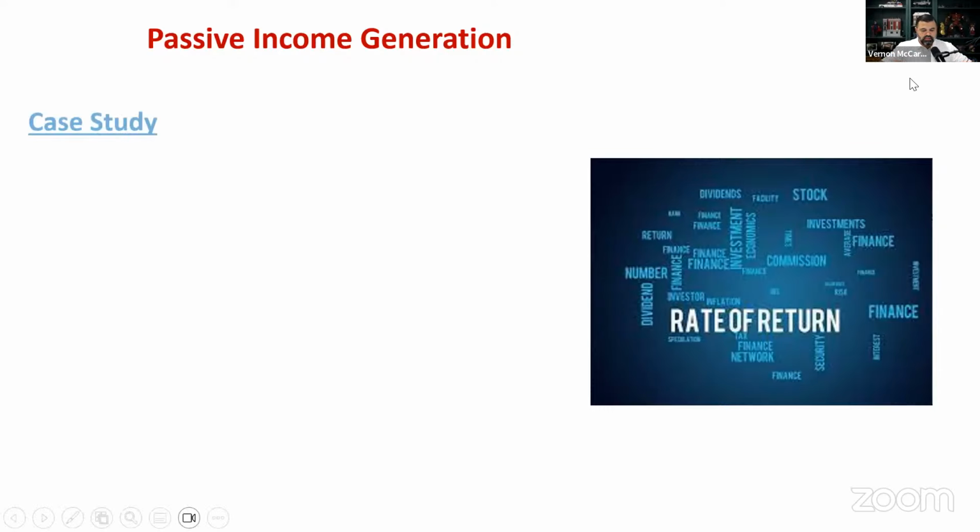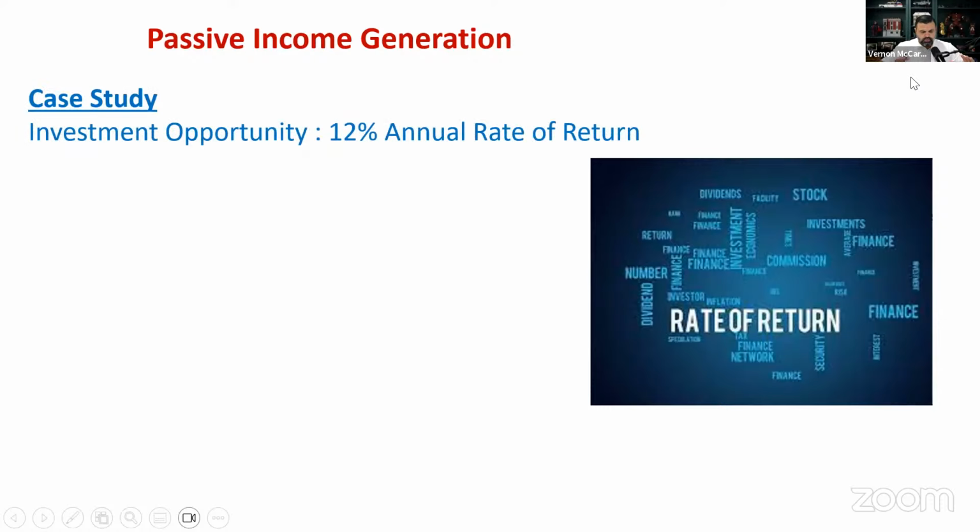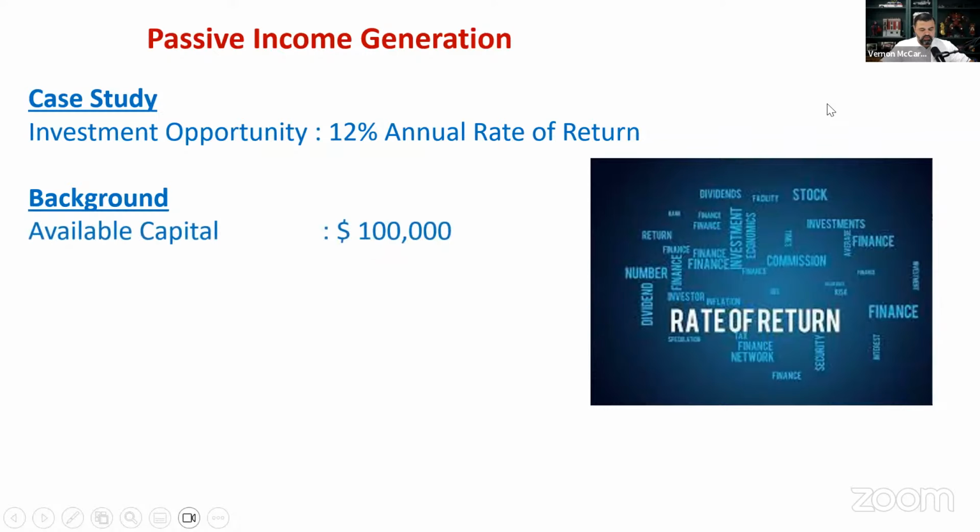So here's the case study and some facts about the study. This is an investment opportunity that was going to create a 12% rate of return, and that's a real rate, not an average rate. This is actual cash flow. It's not a growth deal; it's a cash flow deal. So here's the background on the deal. Oh, that was a typo. I meant to fix that.